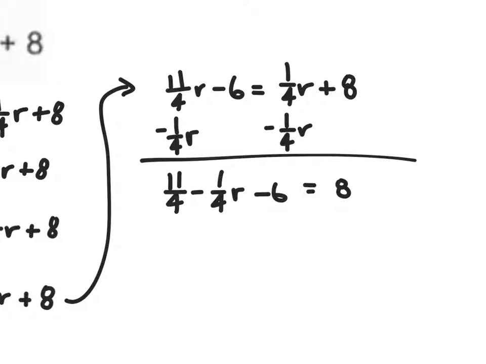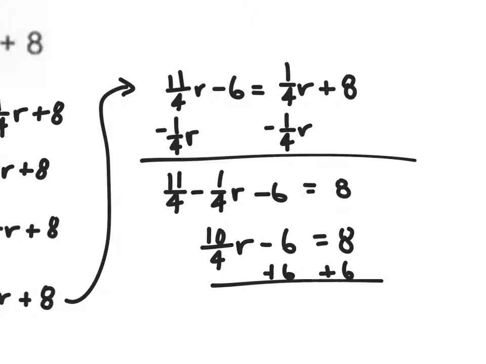Now, you don't necessarily have to write this step, but I just want to show you that when I'm subtracting these, I'm just going to subtract my numerators. So 11 minus 1 is going to give me 10. So 10/4 r minus 6 is equal to 8. Now I'm going to add 6 to both sides, okay? So that's going to give me 10/4 r is equal to 14.